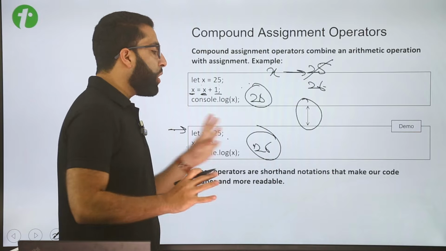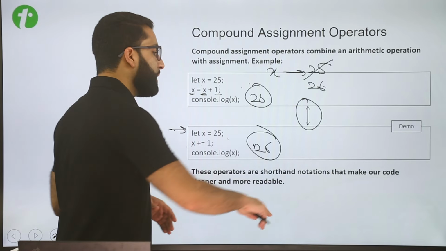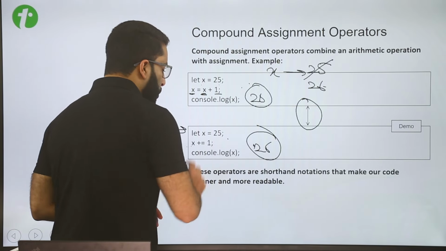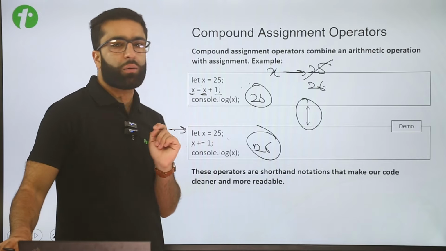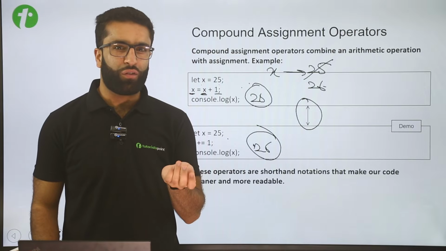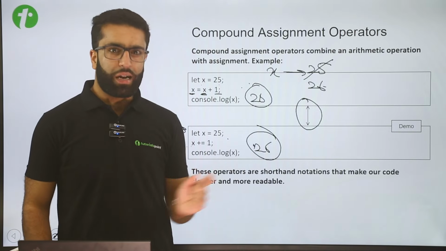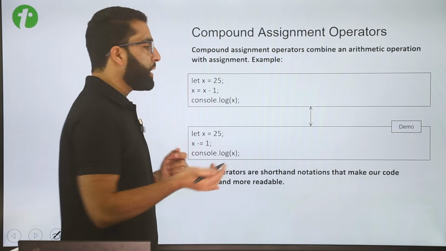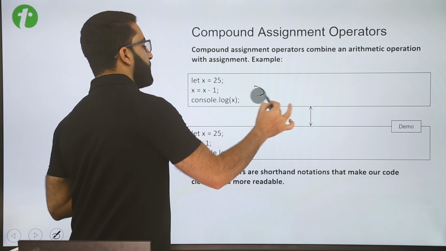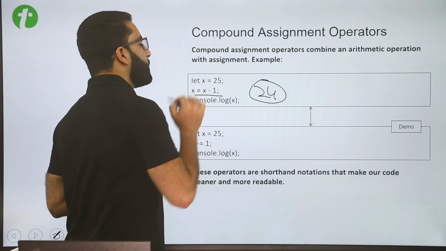These operators are shorthand notations that you need to understand so that they make our code cleaner and more readable, right? So this looks a little bit cleaner compared to this one, and it's very straightforward, right? So this was about the addition. Moving forward, we have the subtraction, and it's very similar. Here, I'm just subtracting the value of 1. This will be 24. x = x - 1.